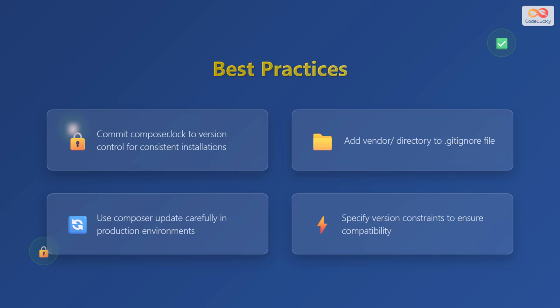Finally, let's cover some best practices for using Composer. First, always commit the composer.lock file to version control. This ensures that everyone on your team uses the exact same versions of the packages. Add the vendor directory to your .gitignore file to avoid committing the packages themselves to your repository. Be careful when using composer update in production environments, as it can update packages to newer versions that may introduce breaking changes. Specify version constraints in your composer.json file to ensure compatibility and prevent unexpected issues.